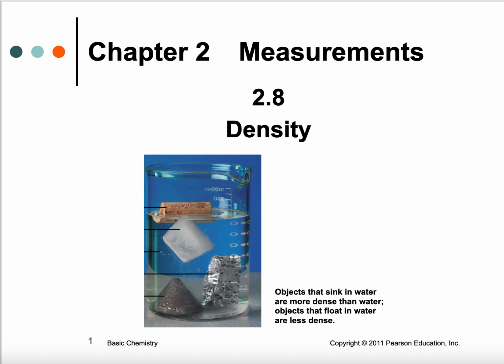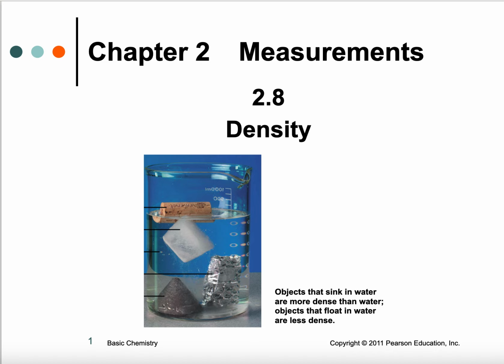Section 2.8 on density. So what's more dense, a pound of feathers or a pound of lead? Well, a pound of lead is the same weight as a pound of feathers, but what do you know about the volume? A pound of lead would be a small volume, but a pound of feathers would be a large volume. So suddenly both of those are involved in density.